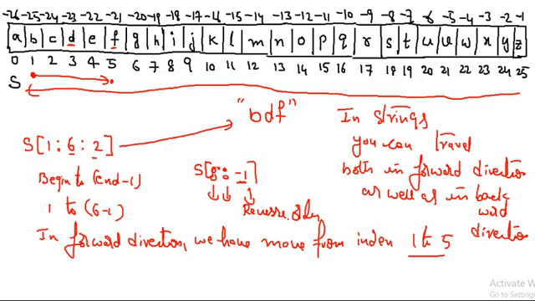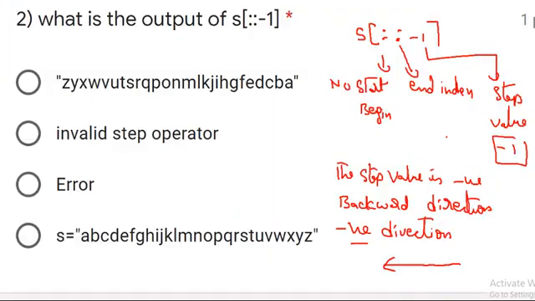That means you are traveling in the negative direction. If you are in the forward direction, your index starts at 0 and ends at length minus 1. If you are traveling in the backward direction, your index starts from minus 1 and ends at the length of the string. What is the length of the string? 26, so 26 characters are there. So minus 26 will be the last index. Like that, you will get the reverse of the string.